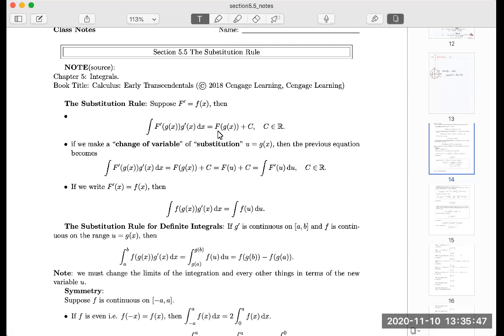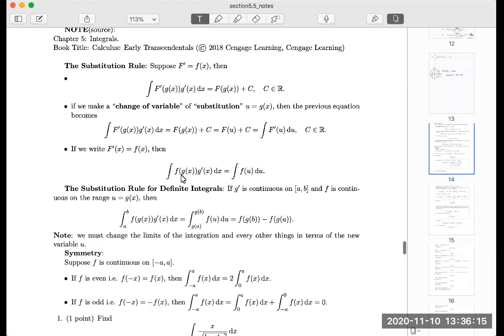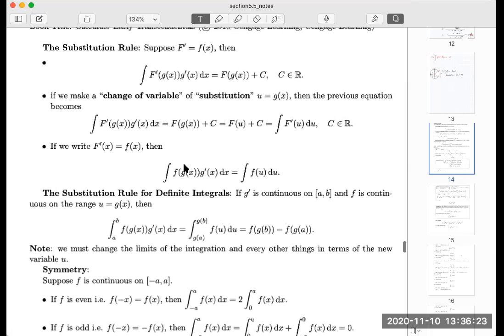And if we make a change of variable, or we call it substitution, we replace g of x by u, then the integral becomes the integral of f of u du. In this situation, we need to find the relation between du and dx. Okay? Or if we write capital F prime as small f function, then we have this relation here. Can you see it clearly?